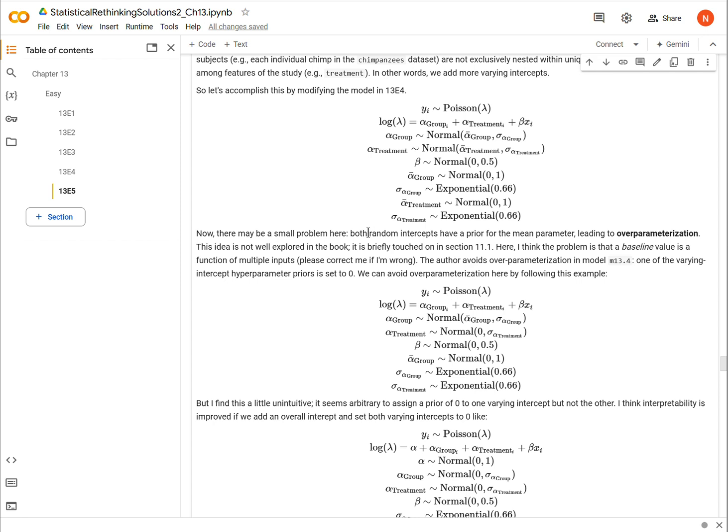So apparently this model right here leads to overparameterization, and we'll talk a little bit about it. But basically, I think where the possible problem is arising from is that we have two varying intercepts, but they are combining to create our baseline value for log lambda. Because they both have a mean, let's say that they sum up to be 2 or something like that. Well then the estimate for a group could be 2 and a treatment could come out to be 0, or this could be 4 and this could be -2, or they could both be 1. In other words, there are many ways to get the same value for the baseline value. I think that is where the overparameterization is coming from.